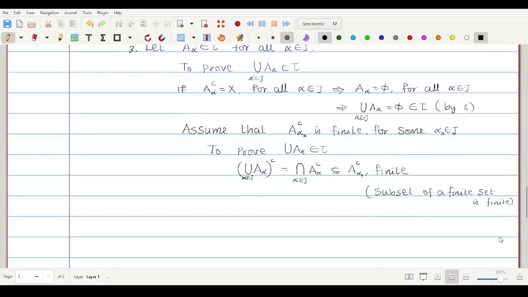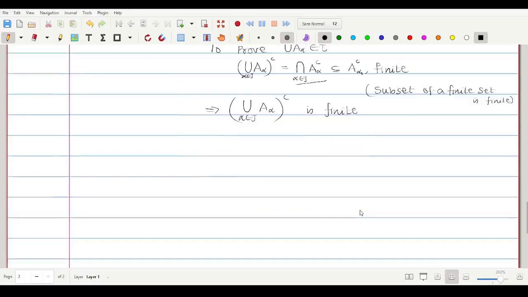Okay, check that you understand this point well. What do I assume? A alpha naught complement is finite. I assumed at least one A alpha naught complement is finite. Now I need to prove that the arbitrary union of A alpha belongs to tau. So I look at its complement, which by De Morgan's law is an intersection of A alpha complement. Then this arbitrary intersection is a subset of a particular set, A alpha naught complement, which is finite by this assumption. Therefore this is also a finite set. So the complement of the union of all A alpha, alpha belongs to J, is finite. What does it mean that this is finite? This implies that the union of all A alpha where alpha belongs to J belongs to tau.